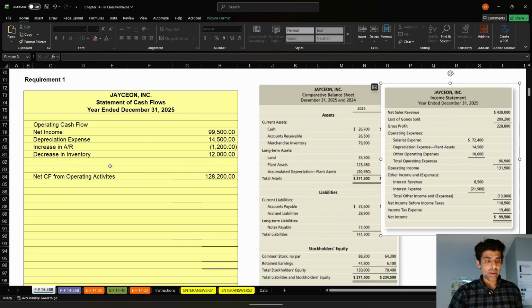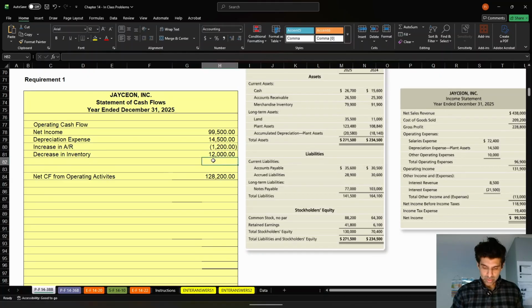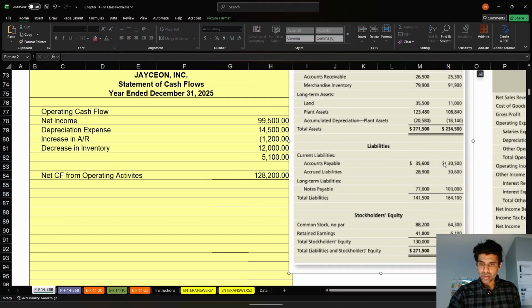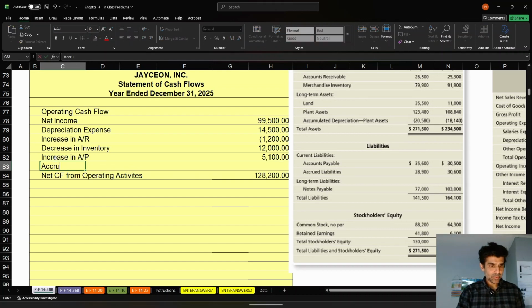Okay, and now let's do the current liabilities. So we have for accounts payable 35,600 minus 30,500. I'm getting that from the balance sheet here. So this is an increase in accounts payable. You can think of that increase as extra money you've borrowed. So this is going to be a positive adjustment too. And then accrued liabilities. This is kind of like unearned revenue. You can think about it like that. And this is a decrease, so it's going to be a negative adjustment.